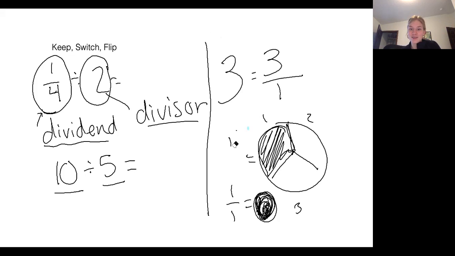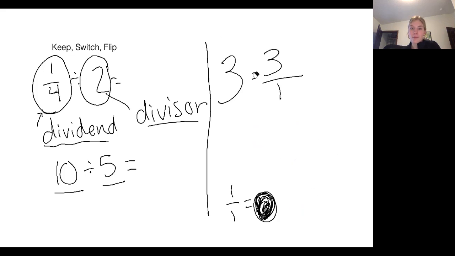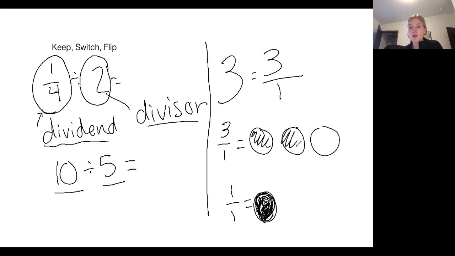So let's do some erasing here. If 1 out of 1 equals 1 whole pie, then 3 over 1 would be 3 whole pies. So any number over 1 is equal to the numerator, or is equal to itself. So 3 over 1 is equal to 3, or 3 is equal to 3 over 1. All right, let's move on into some questions here.